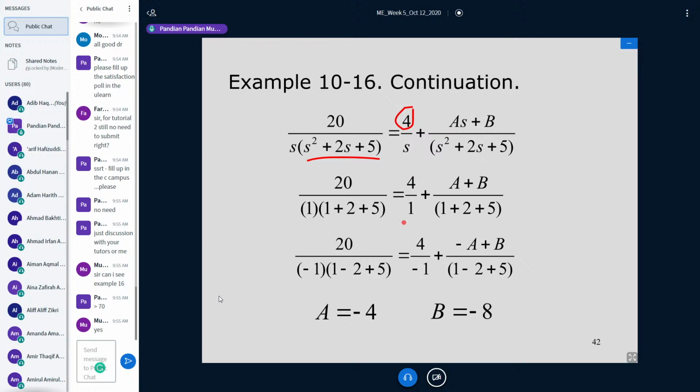As plus B, just substitute s equals to 1. So 1, 1, 2, 5, very interesting, yeah? So A plus B, 1 plus 1 plus 5. So this is one equation. And s equals minus 1, very interesting. Substitute here. This 4 is there. So s minus 1: minus 1 squared, minus 2 plus 5, and then 4 over minus 1. This is minus A plus B, minus 1 squared, minus 2 plus 5. So you solve this, your A is minus 4, B is minus 8.